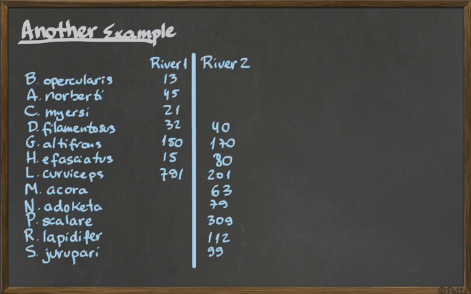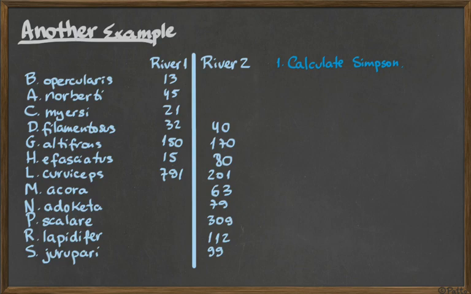Okay, so now the question is, calculate the Simpson Diversity Index for each of these 2 rivers. So you want to know which of these 2 rivers is more biodiverse. Now take your time, do the calculation, pause the video, and then you continue when you have the figures.